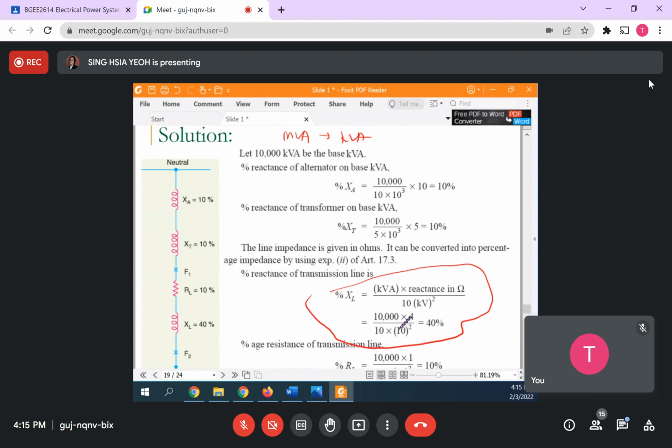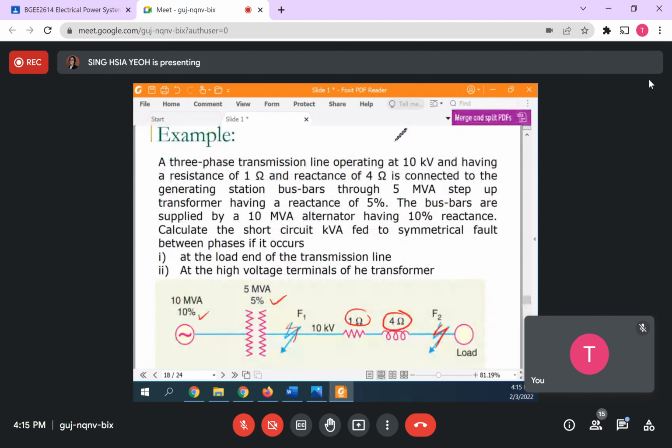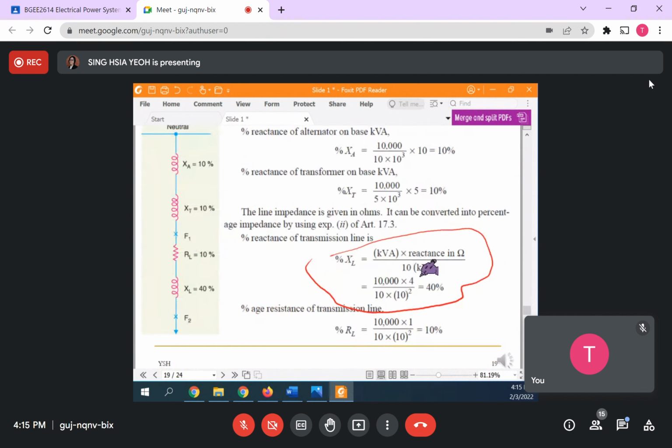Then the reactance in ohms over 10 times the kV value. Look properly at the symbol, kV. You don't substitute 10 times 10 to the power 3 V; you substitute the kV value, so you substitute 10 directly. Then you get 40%. This is to convert the ohm to percent.